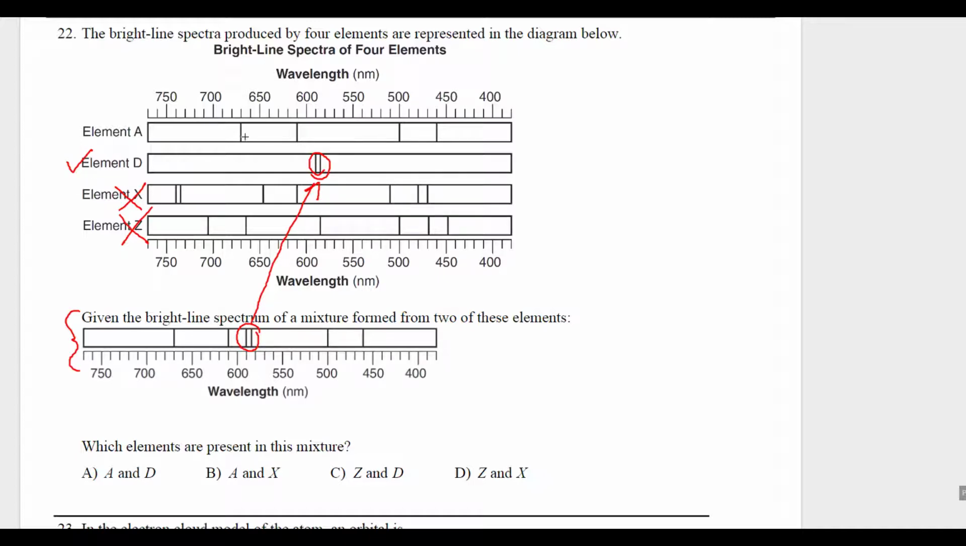So I'm going to say D is in our mixture, and then we have our line here at 670. We have the same line in our mixture. Here we have a line at 610. We also have a line at 610 in our mixture. And just to wrap things up, here we have the line at 500 being echoed in the mixture, and the line at about 460 also being shown in the mixture. So our choices are element A and element D, which would be choice A.